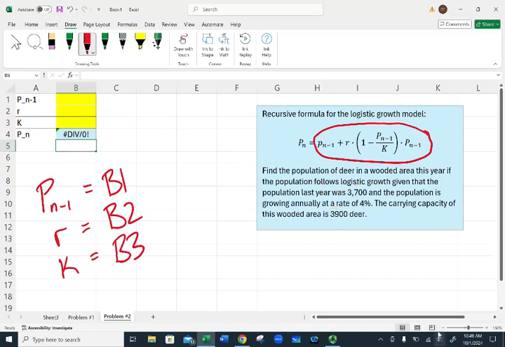The population last year was 3,700, right? Last year's population, right here, 3,700. The growth rate of 4%. Now we have to change that to a decimal, so we could say 0.04. And the carrying capacity of this wooded area is 3,900. Carrying capacity is K. And as soon as I hit enter after that third number, there's my answer.